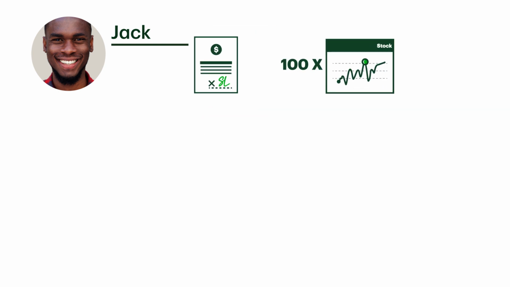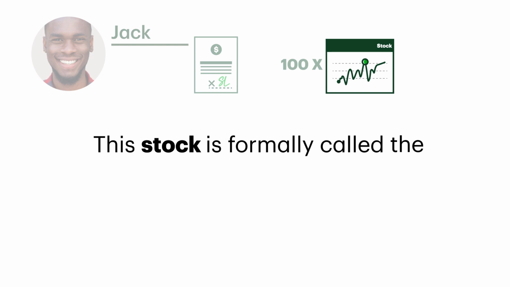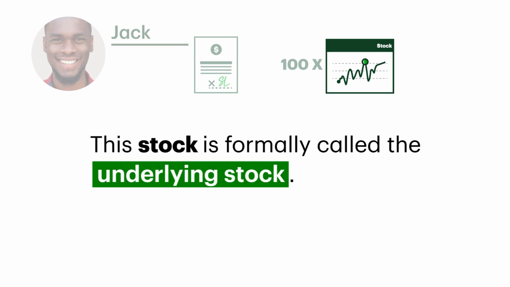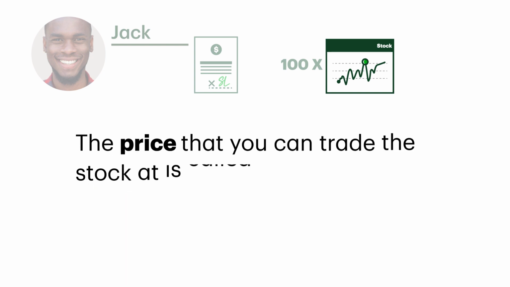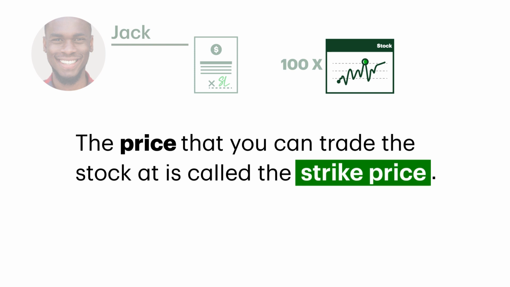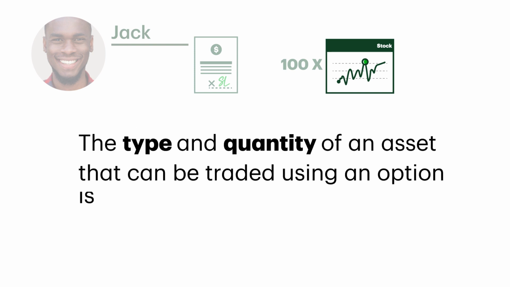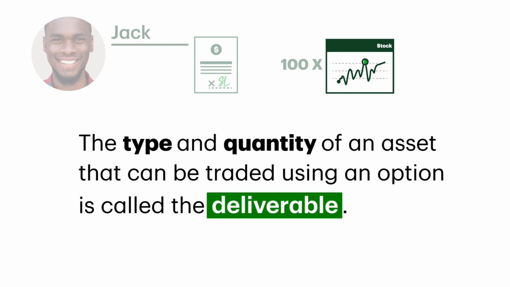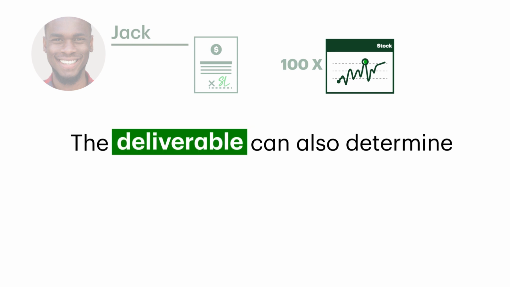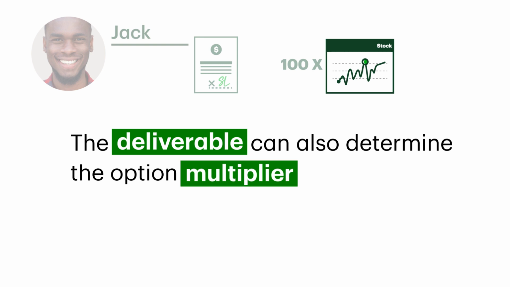The contract allows the buyer of the contract, Jack, the right to trade an asset. In most cases, it'll be 100 shares of a specific stock. This stock is formally called the underlying stock. The price that you can trade the stock at is called the strike price. The type and quantity of an asset that can be traded using an option is called the deliverable. The deliverable can also determine the option multiplier.